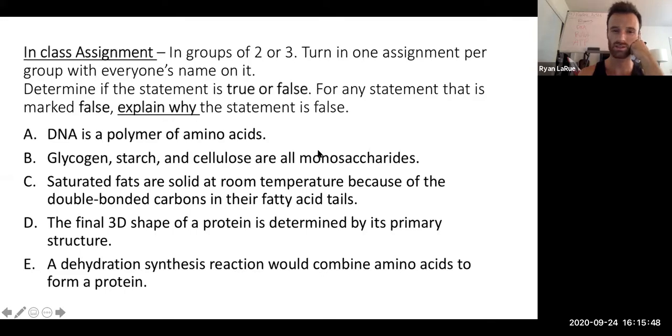Okay. The final three-dimensional shape of a protein is determined by its primary structure. True or false? Yes, true. Nice. A dehydration synthesis reaction would combine amino acids to form a protein. Perfect. Awesome. All right, well, that's it then.